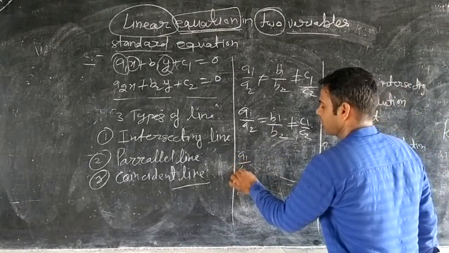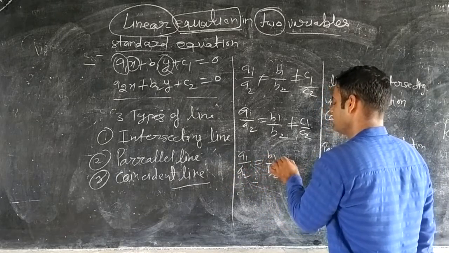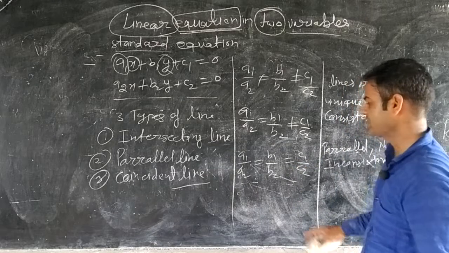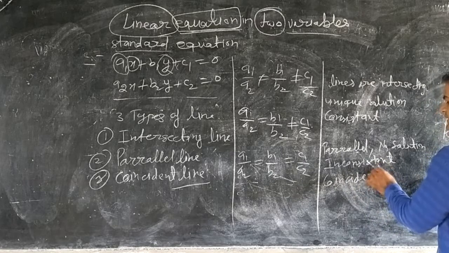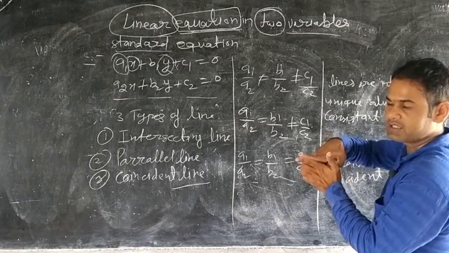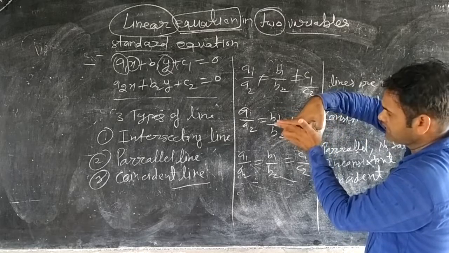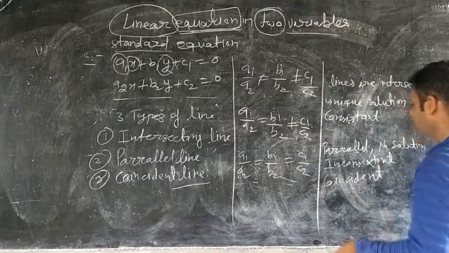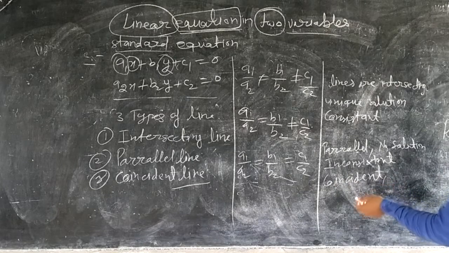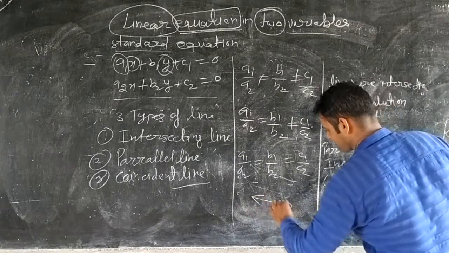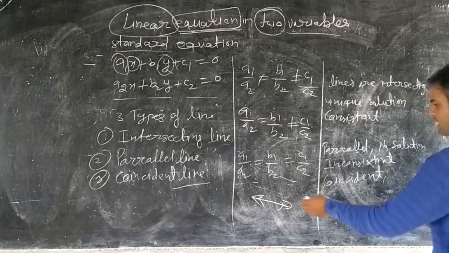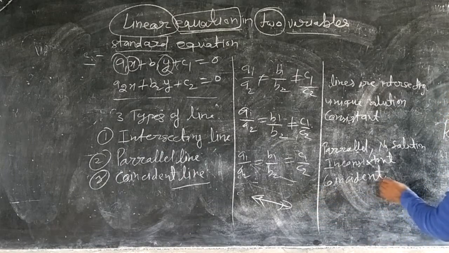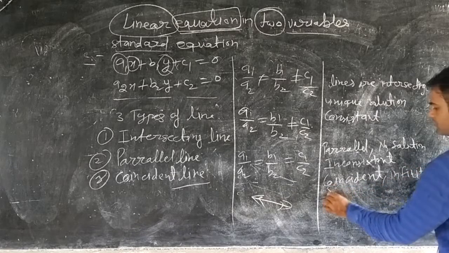Next condition is a1 upon a2 is equal to b1 upon b2 is equal to c1 upon c2. It means the lines are coincident. Coincident means overlapping each other. Here you can see these are overlapping each other. They meet at infinite points, so the solution is infinite.